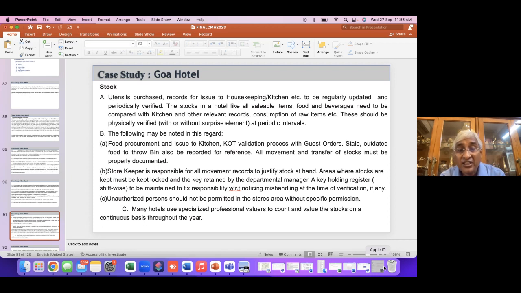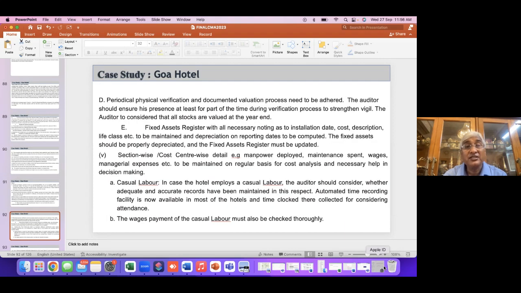Many hotels specialize in professional valuers. They appoint professional valuers in this aspect to get a proper idea that this much material is there, and also that the condition of the equipment, cutlery, crockery, cartons, etc. are of the quality which they require. Again, that can be done through a proper methodical physical verification process, which is documented and certified by the appropriate authority.